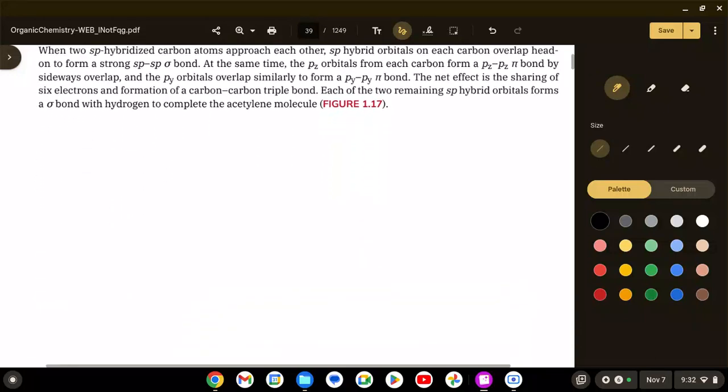When 2 sp hybridized carbon atoms approach each other, sp hybrid orbitals on each carbon overlap head-on to form a strong sp-sp sigma bond. At the same time, the pz orbitals from each carbon form a pz-pz pi bond by sideways overlap, and the py orbitals overlap similarly to form a py-py pi bond. The net effect is the sharing of 6 electrons and formation of a carbon-carbon triple bond. Each of the 2 remaining sp hybrid orbitals forms a sigma bond with hydrogen to complete the acetylene molecule.